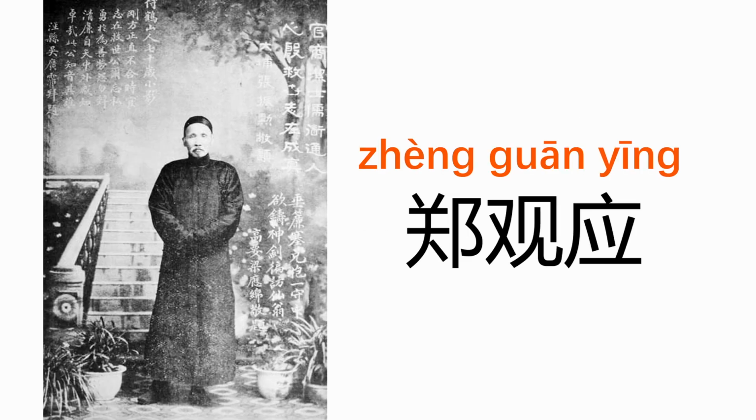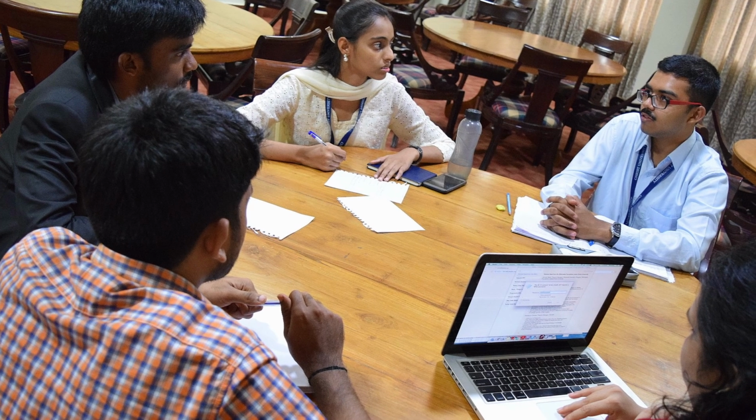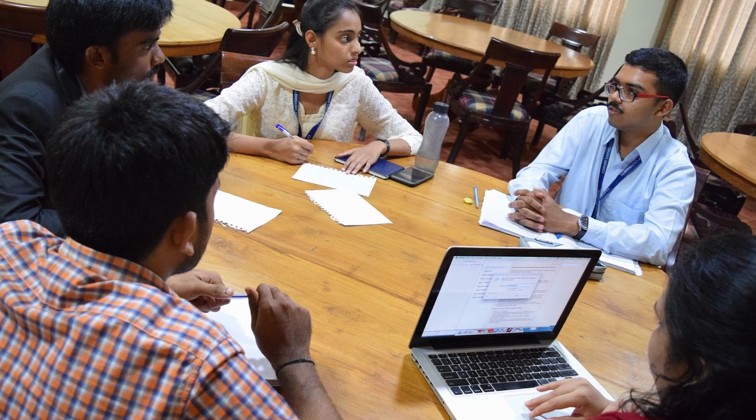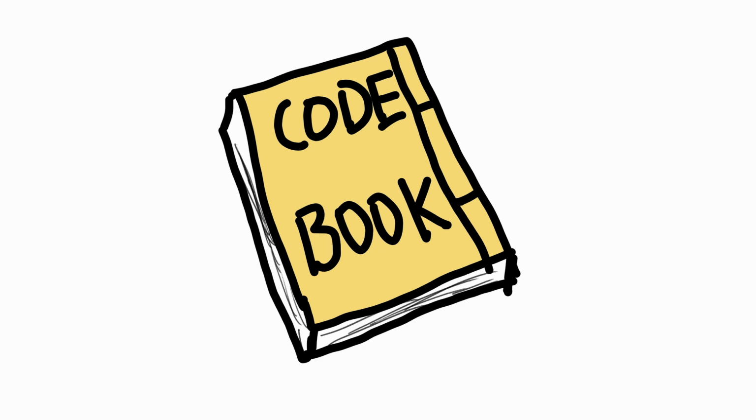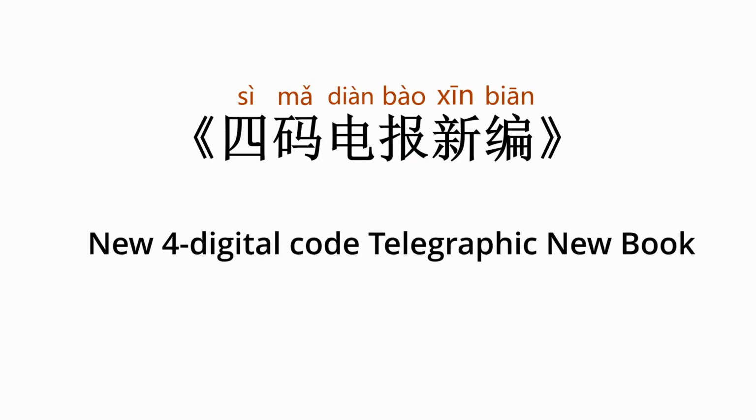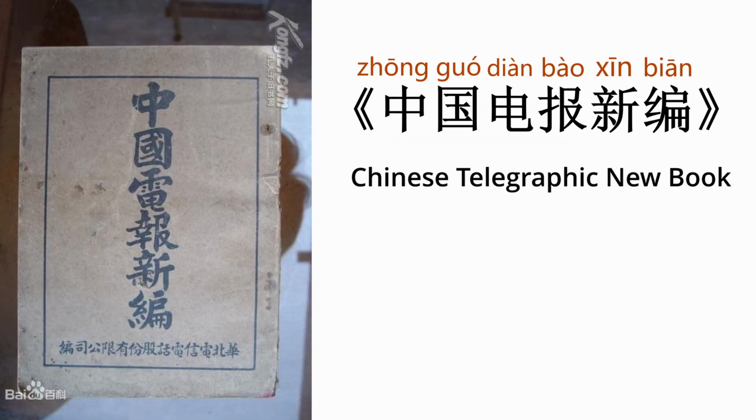So in 1881, Zheng Guanying, the general manager of the Shanghai Telegraph Administration (电报局总办), hosted a group to expand the number of characters. Finally, the codebook included more than 9,000 characters. This new codebook was named 四码电报新编, and was also called 中国电报新编.